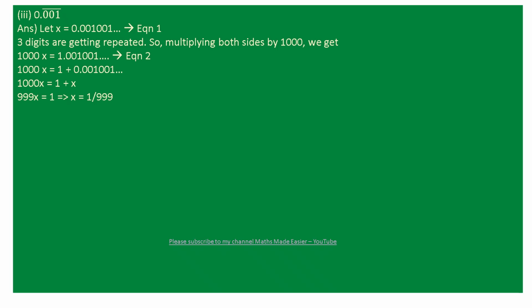0.001 where this pattern is getting repeated. So assume this number to be equal to x. How many digits are getting repeated? There are 3 digits which are getting repeated. So you will multiply both sides of the equation by 1000. Simplifying this equation, you get the value of x to be equal to 1 by 990.